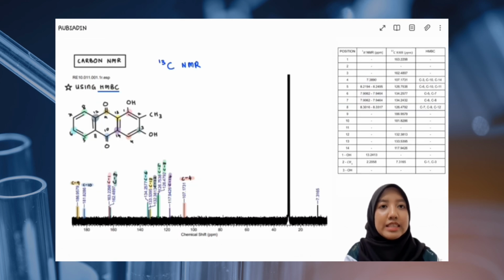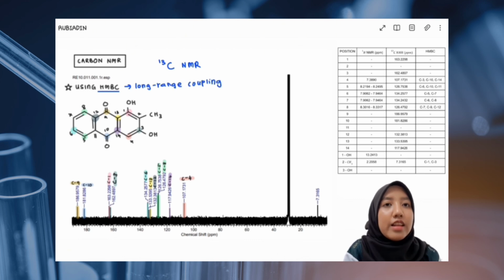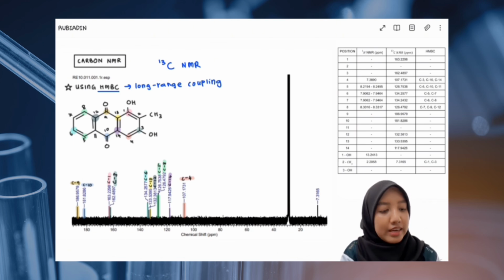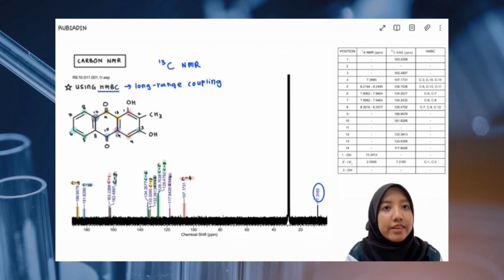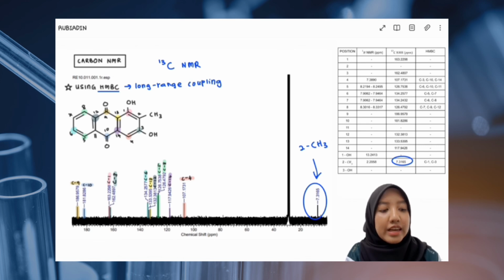And then next is carbon-13 NMR. Here we have to use the HMBC, which is heteronuclear multiple bond correlation. It detects long-range coupling between proton and carbon with 2 or 3 bonds away. Other than that, it detects indirectly quaternary carbons coupled to protons. Here we get to see the 2CH3 peak, we get 7.3165, and then we get the values of C3, C4, C5, C6, C7, C8, C9, C10, C12, C13, C14, and 2CH3 in the correlation table.